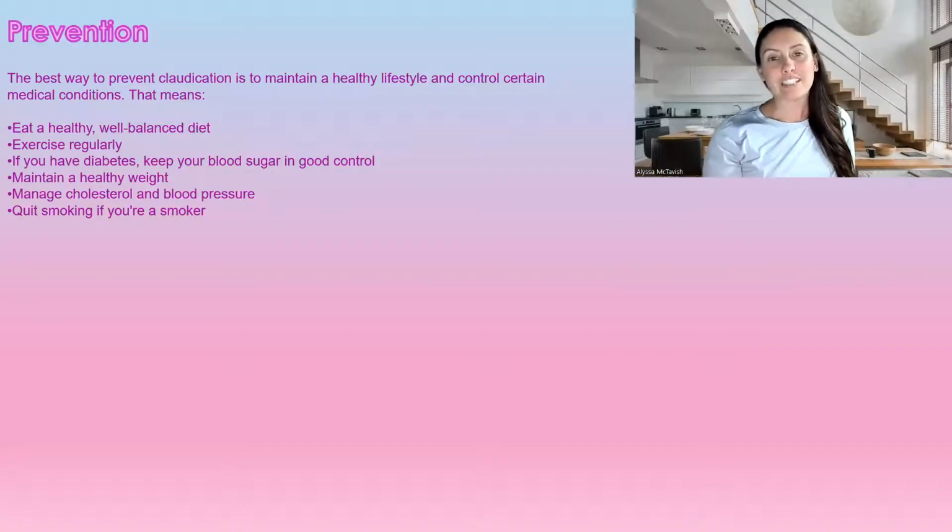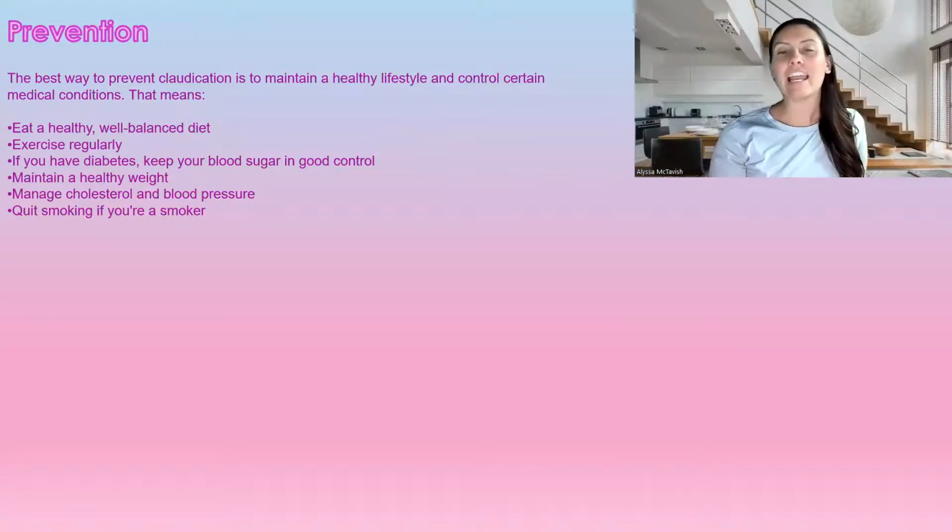So prevention. Really, it's just living a healthy lifestyle, okay? You've got to live a healthy lifestyle, eat a healthy, well-balanced diet, and exercise regularly. If you have diabetes, keep your blood sugar under control. This prevents a lot of complications. Manage a healthy weight, and manage cholesterol and blood pressure. And if you are a smoker, you should stop smoking, okay? Or reduce the amount that you are smoking.